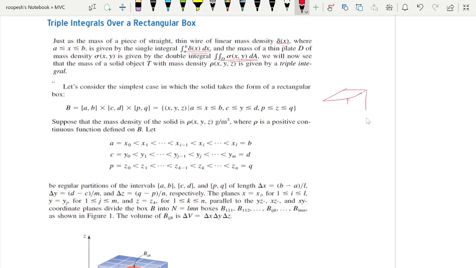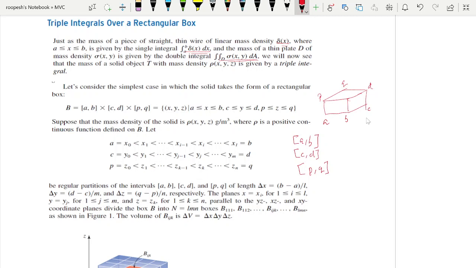Previously it was a rectangle, so now we have a block like this. Its length is from a to b, y is varying between c and d, and another dimension will come now, that is between p and q. So like that we will have three partitions: the interval ab, the interval cd, and the interval pq.